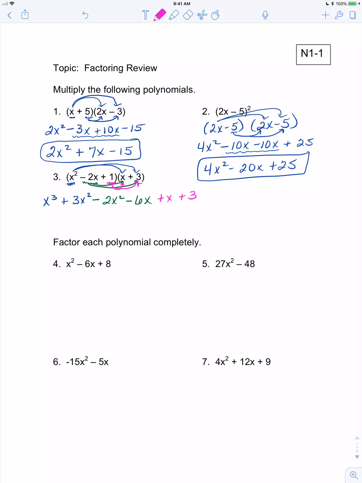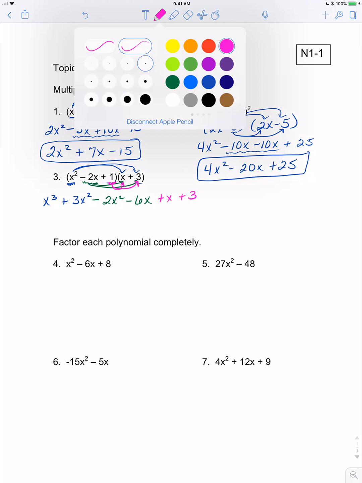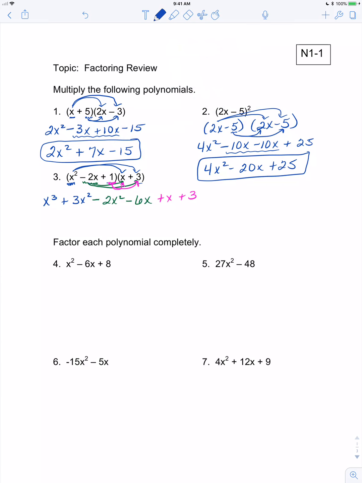Okay, so again, you're going to have these like terms that you're going to join together. Look, we've got some x squareds there, and then we also have some x terms that we can join together. So we have x cubed. So positive 3x squared, negative 2x squared leaves us just with 1x squared. The negative 6x plus x leaves us with negative 5x, and then plus the 3.